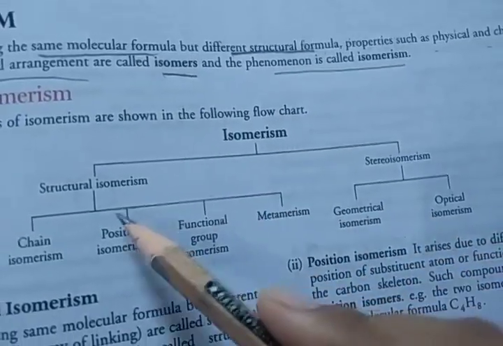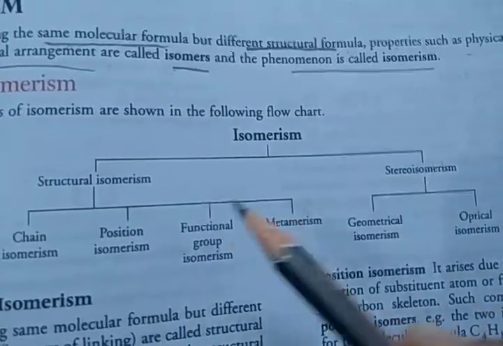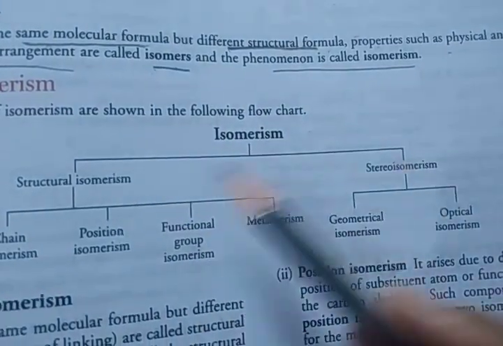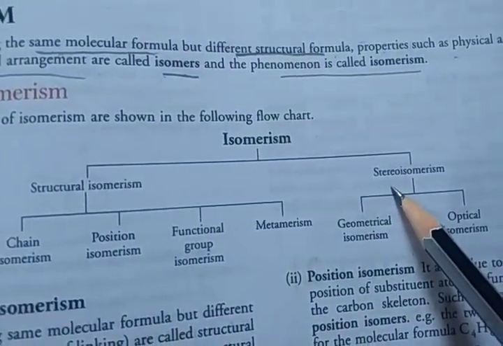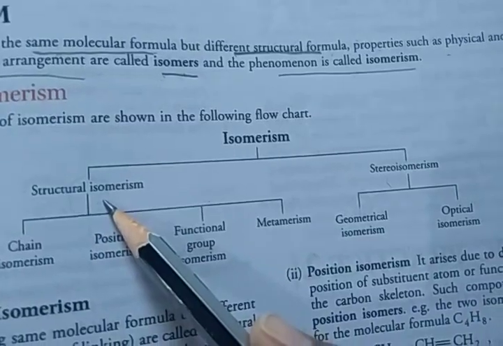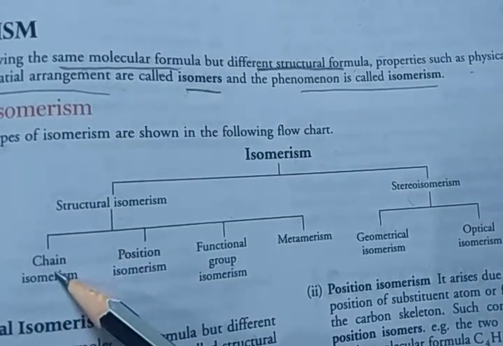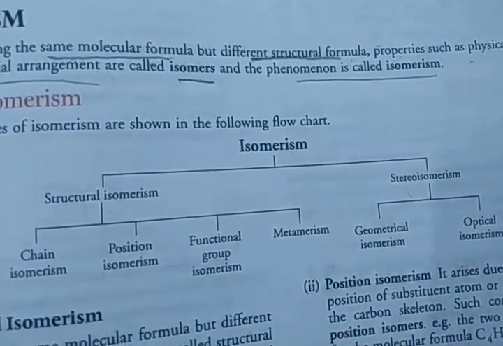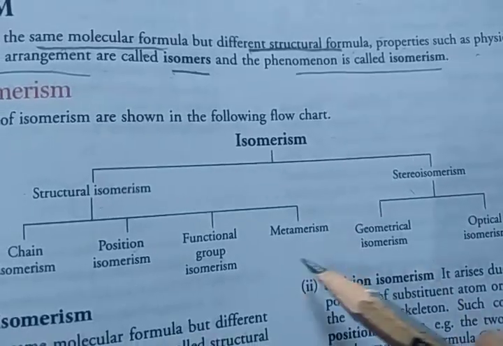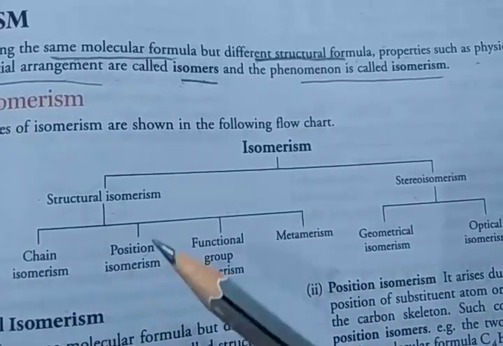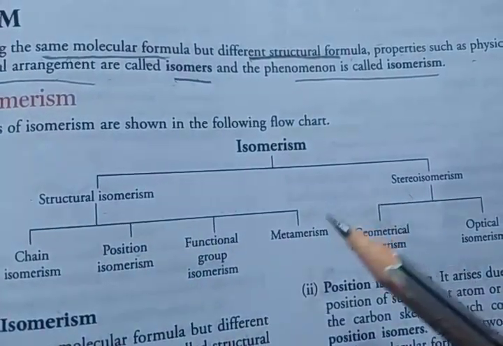Different types of isomerism. Isomerism is divided into two categories: the first one is structural isomerism and the second one is stereoisomerism. Structural isomerism is divided into chain isomerism, position isomerism, functional group isomerism, and metamerism.